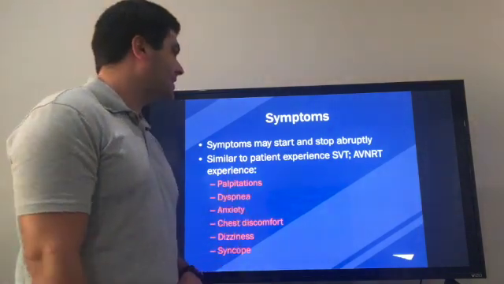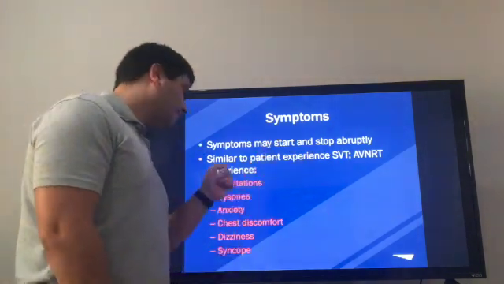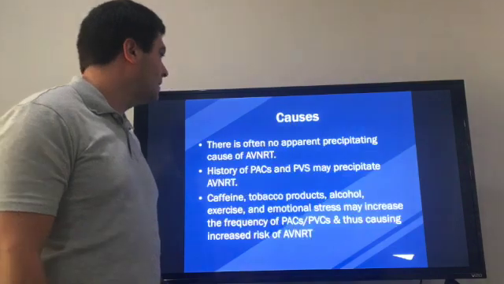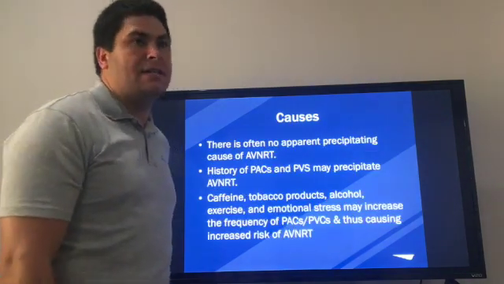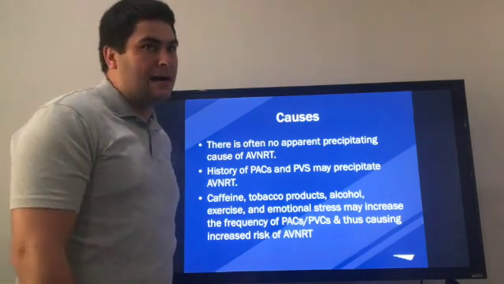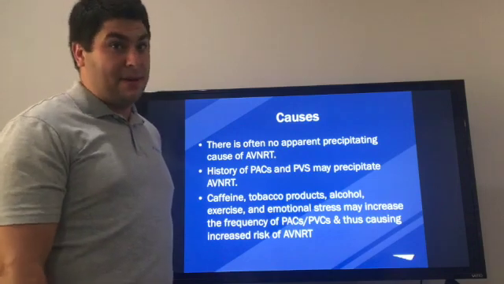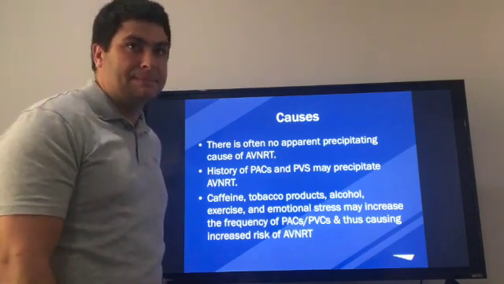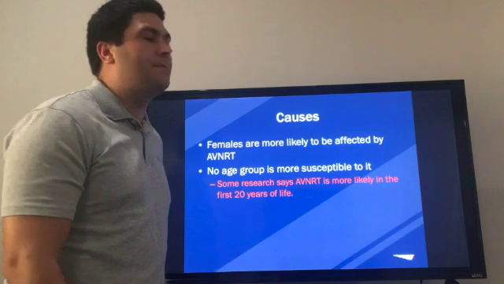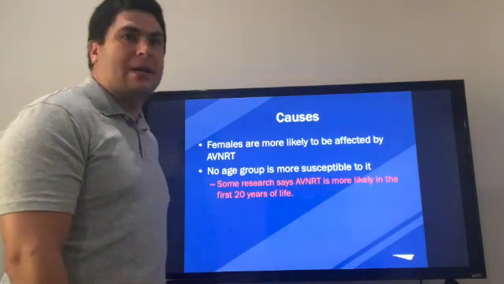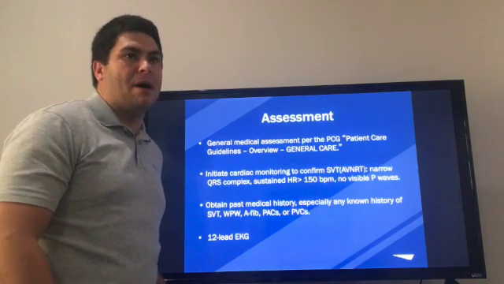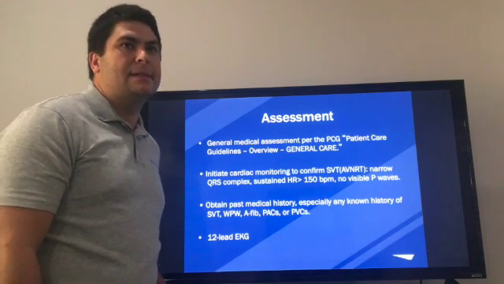Symptoms are very similar to SVT, except they start and stop pretty abruptly. Palpitations, chest discomfort, dyspnea, anxiety. In rare cases, you'll get syncope. There are no apparent causes of AVNRT. History is of PACs and PVCs that precipitate it. So caffeine, tobacco, alcohol, and stress will cause increased risk of PACs and PVCs, increasing the risk for AVNRT. Females are 3 to 1 more likely to get AVNRT than males. There's no real age group it starts or stops at, but they're saying the first 20 years of life is more common. Assessment: general PCGs, cardiac monitoring, get a history, get your 12 lead.